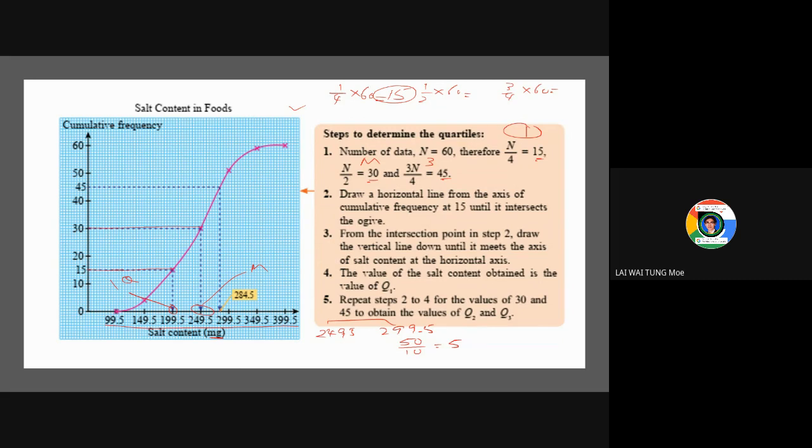So this one is around the 7th box. If I multiply by 7, I get 35, right? So the value here should be 249.5 plus 35. So you'll get your answer, 284.5. Maybe many of you already know how to find it, but just in case some of you don't know, this is how you find it.